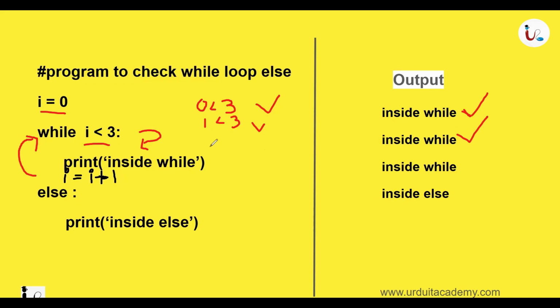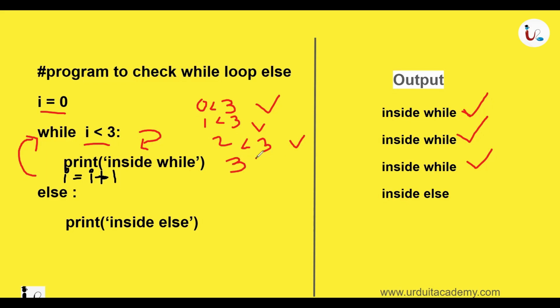So going up, we are checking while 2 less than 3. That's also true. So what happens? We are again printing inside while. Now i becomes, sorry, 2 plus 1, 3.